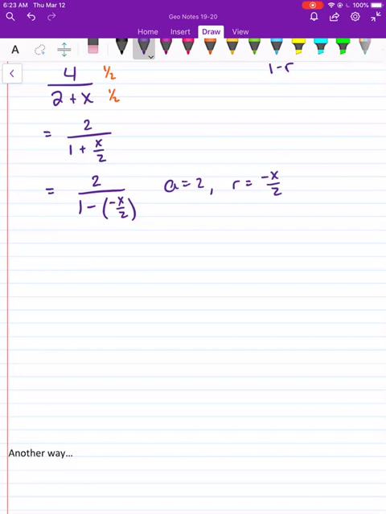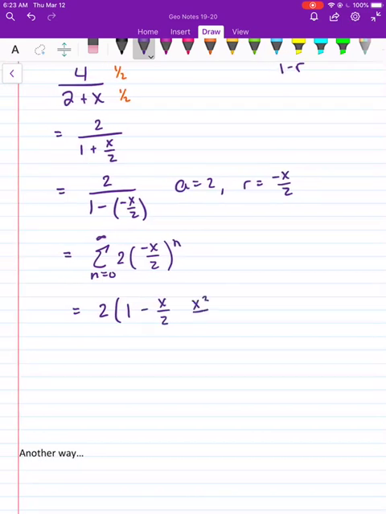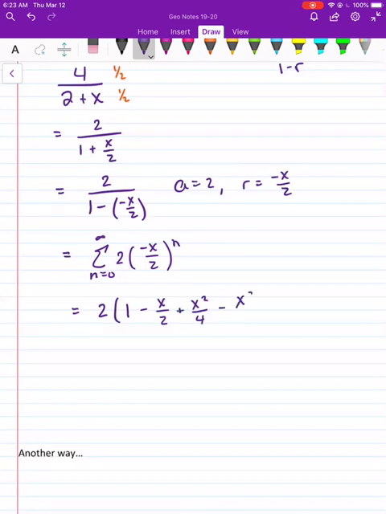And I can rewrite this then as the series from n equals 0 to infinity of a, so 2 times r, negative x over 2 to the n. And if I wanted to write that all out so I can get a better idea of what that looks like, that would be 2 times 1 minus x over 2 plus x squared over 4 minus x cubed over 8. So we get this alternating series here.